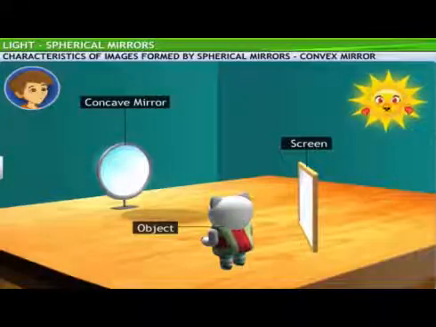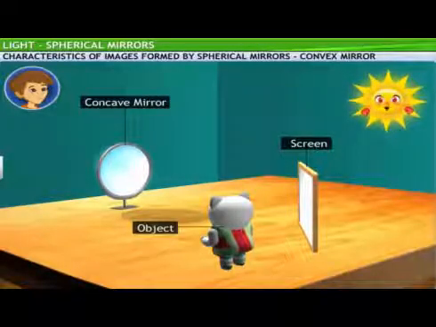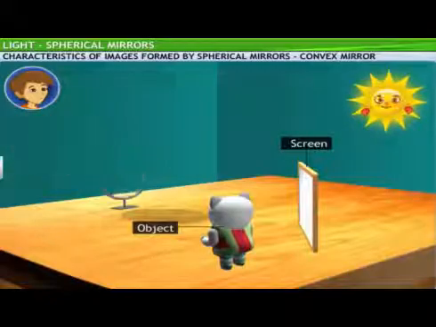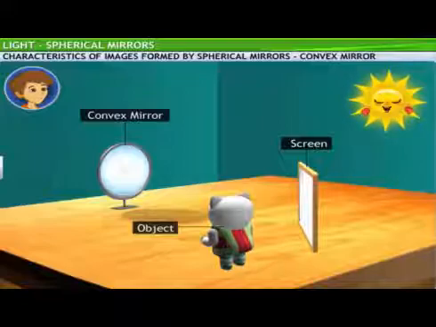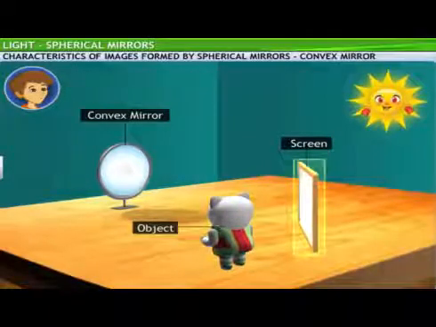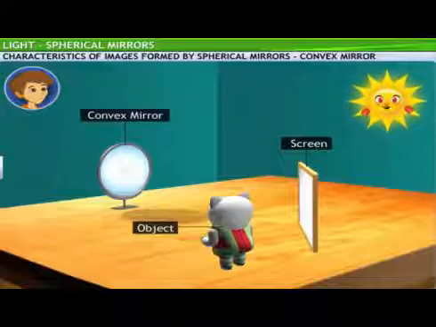Let us now try to observe the images formed by a convex mirror. David, replace the concave mirror in the stand with a convex mirror. We will continue to retain the rest of the settings. That is, the toy will remain in front of the mirror while the screen is placed just behind the toy. Let us now observe the image formed.